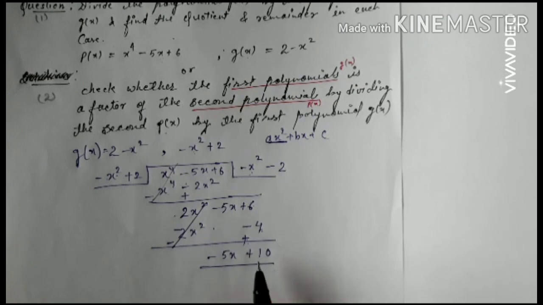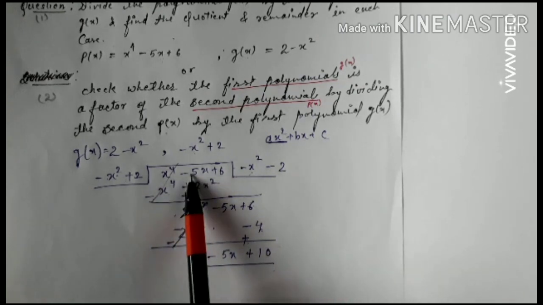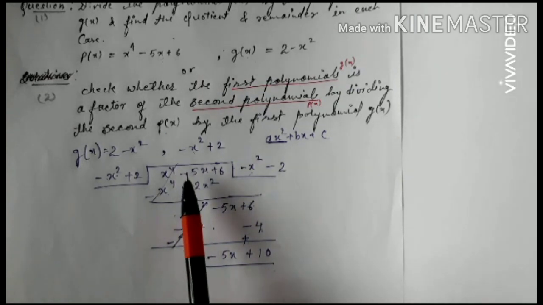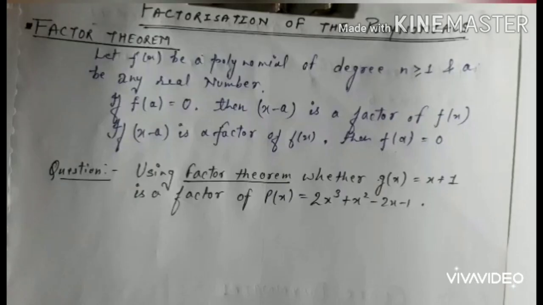Here we are getting a remainder, which means this is not a factor of this one. If the remainder is 0, then we say it is. This is your factorization of the polynomial. So the first thing is that we will study the factor theorem. This is only for the factor theorem.